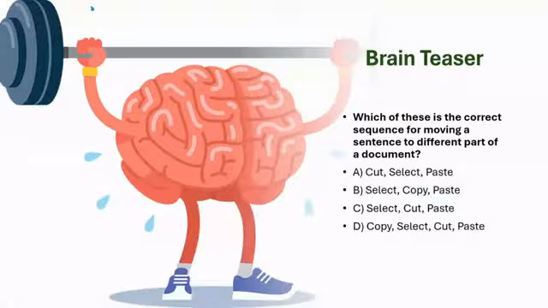Which one of these is the correct sequence for moving a sentence to different parts of a document? So you have two questions for homework. You have the brain teaser, and I want to know if the answer is A, B, C, or D. And I also want to know what happens if you copy a text but don't paste it.